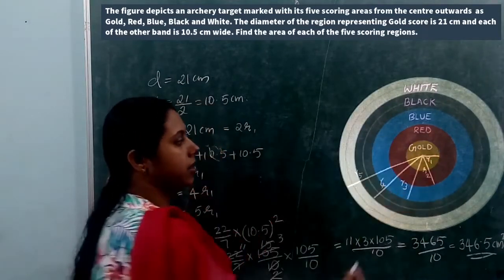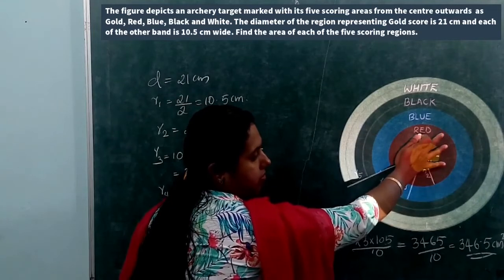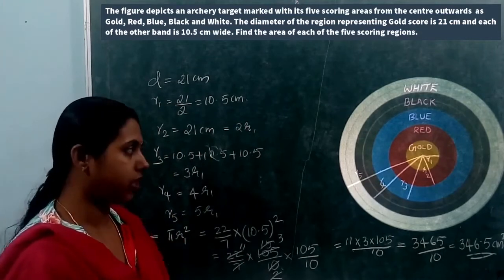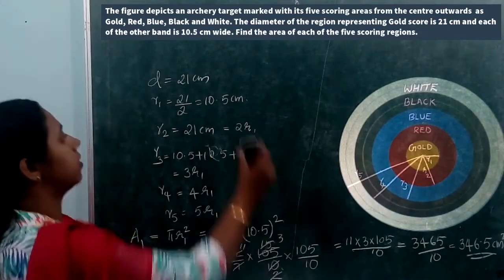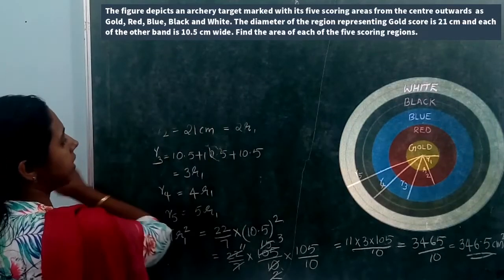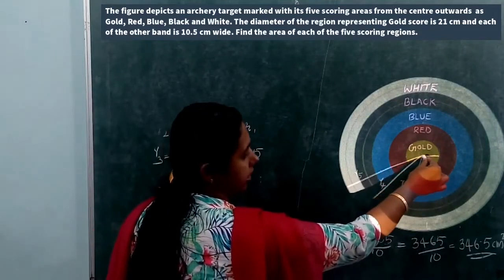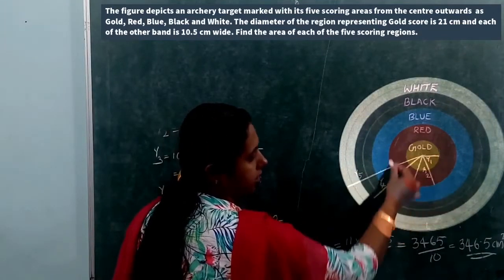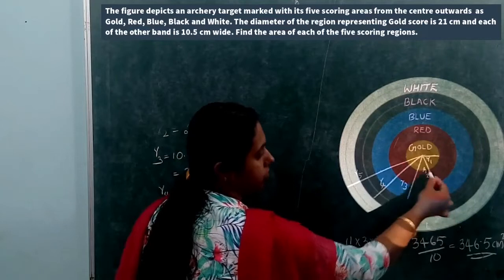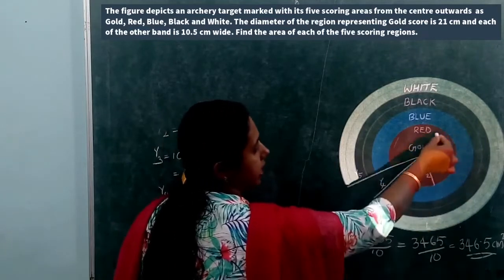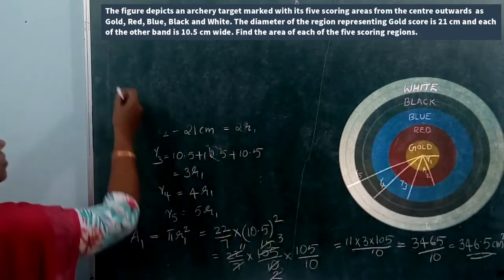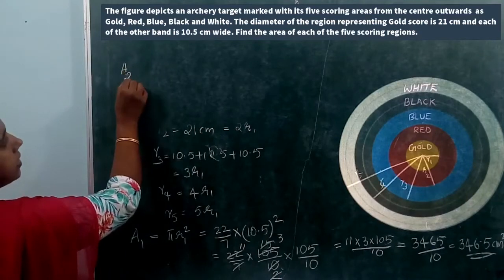Now we can find the area of the red region. That means the area of the whole region minus area of the gold region, you will get the area of the red region. So for finding the area of the red region, the radius of the big circle is equal to R2. So this big circle's area is pi r2 square minus pi r1 square. So area of the red region, we can write it as A2.